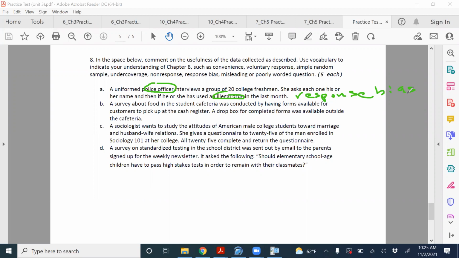So police officer, you're not going to say, yeah, of course I do this. No, you're going to lie, so you don't. So you're not going to get an actual accurate response.